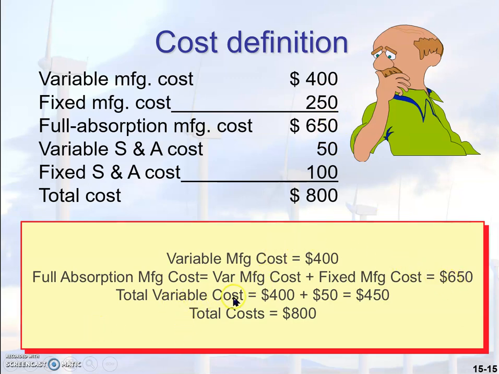If we use total variable cost, it means we will be using variable manufacturing cost $400 and variable selling and administrative cost $50. So it will give us $450. If we are using the total cost, the whole thing, both the manufacturing cost and the selling and administrative cost will be added together to give us $800. So you see that the cost, $400, $650, $450 and $800, would depend on how we define the cost.